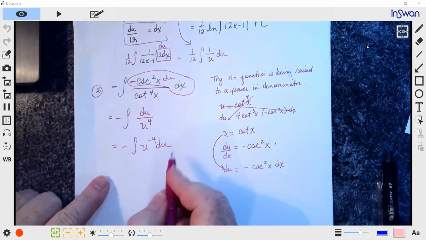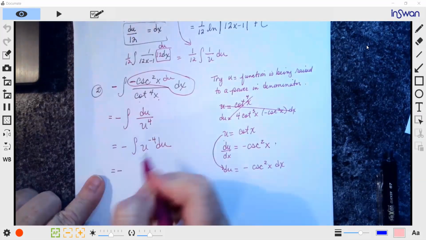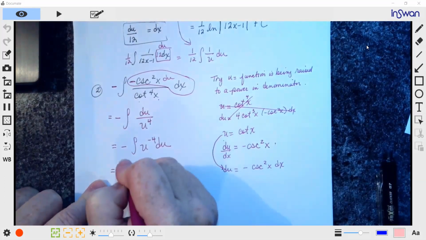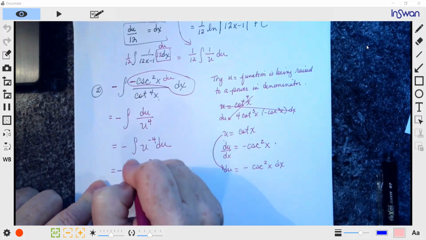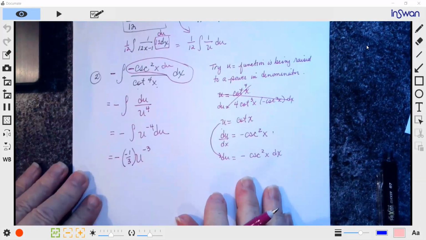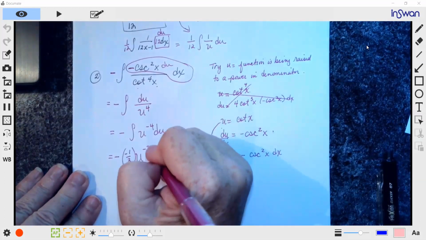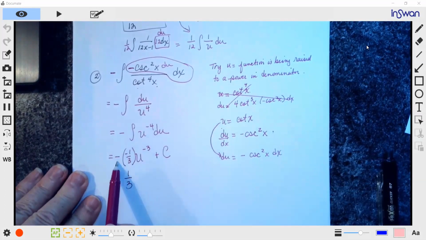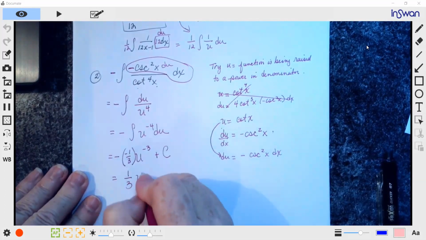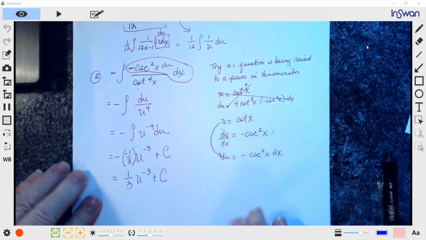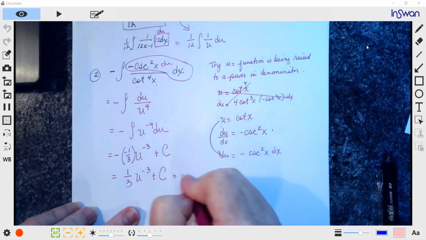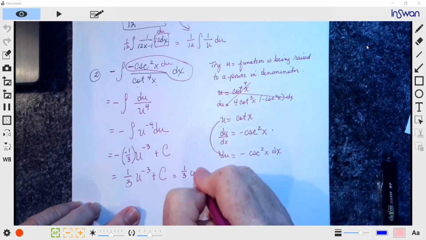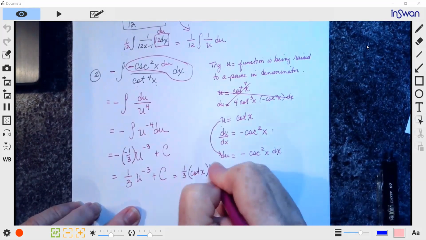Integrate u to the -4. We will have the negative of the integral of u to the -4 will be u to the -3 times the reciprocal of -3, which is -1/3, and then plus c. So we have 1/3, because we have negative, u to the -3 plus c, which is 1/3 times cotangent of x to the -3 plus c.